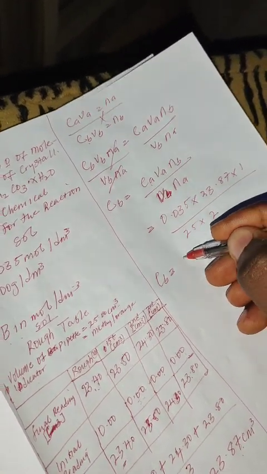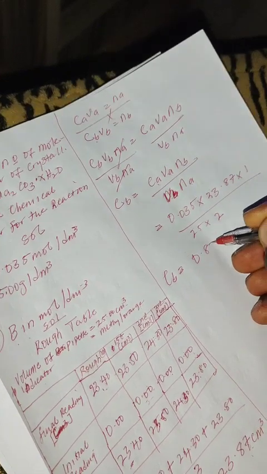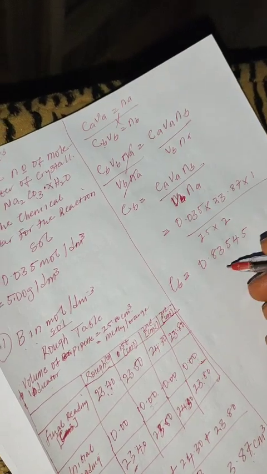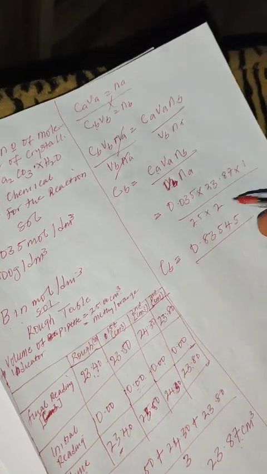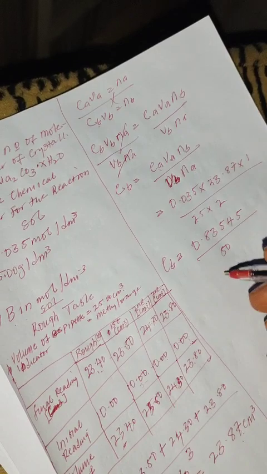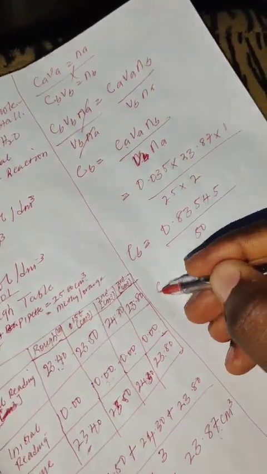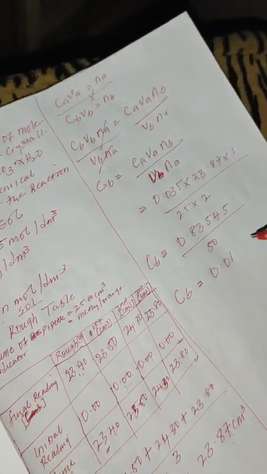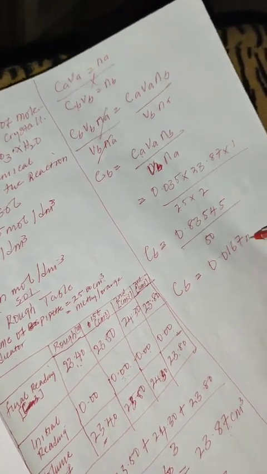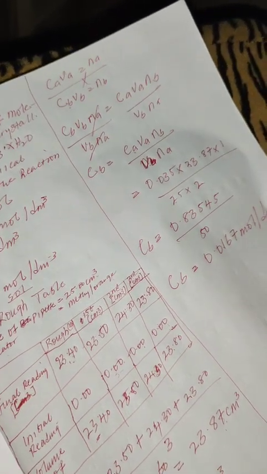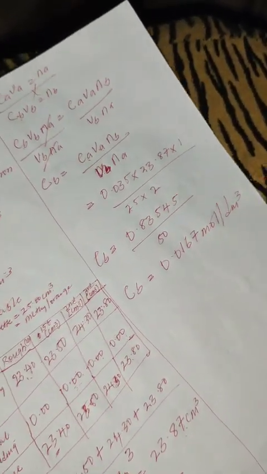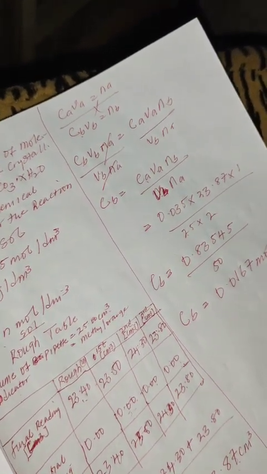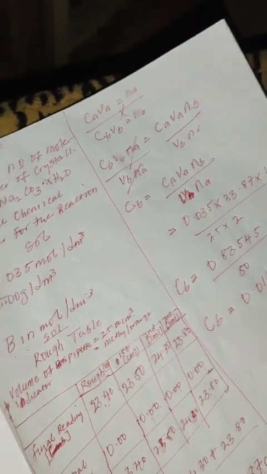So if you multiply all this together, we are going to have 0.83545 divided by what? 25 times 2 is what? 50. And if we divide further, we're going to have concentration of the base to be 0.0167 mole per dm3. And this is how we calculate questions regarding mole per dm3 and gram per dm3 in titration questions.